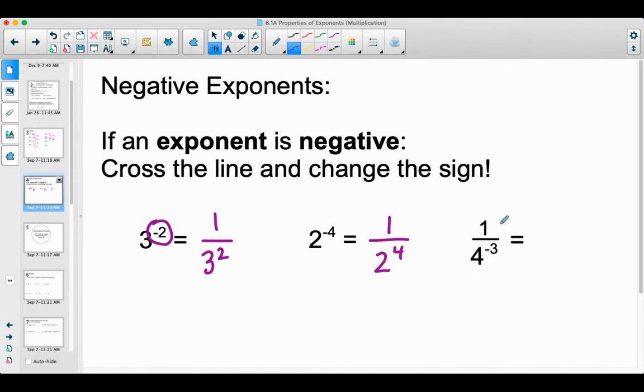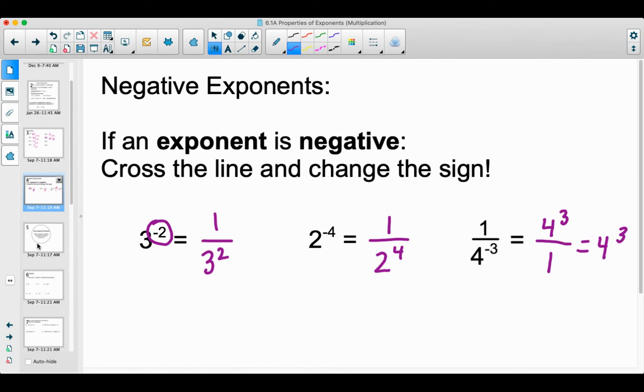Now on this one, it's already in the bottom. So we need to cross the line. So if we think about our line right here, since it's down here, I'm now going to bring it up here and it's going to change the sign to a positive 3. And that would just be a 1. So this really is the same thing as 4 raised to the third power.